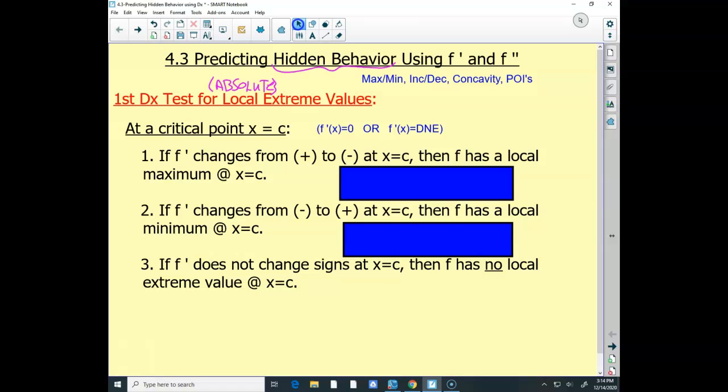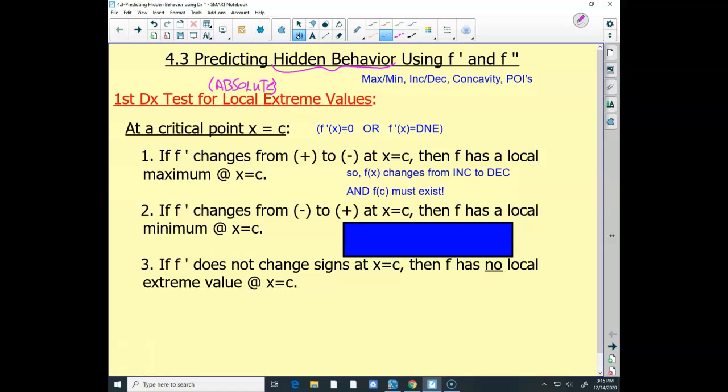And also think of that as the first derivative does not exist if it's undefined. So you can think of that as does not exist or undefined. And bottom line, when we do our number line test for the first derivative test, if f prime changes from positive to negative at x equals c, then we know f has a local maximum. Because essentially, if the first derivative changes from positive to negative, f changes from increasing to decreasing, meaning we have a maximum value there at x equals c.